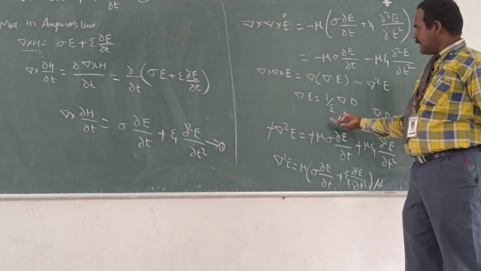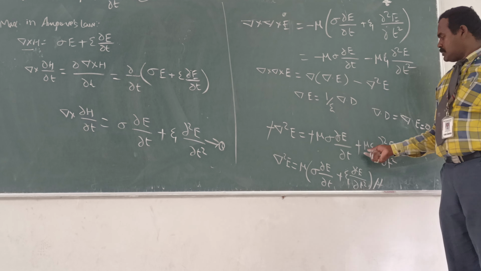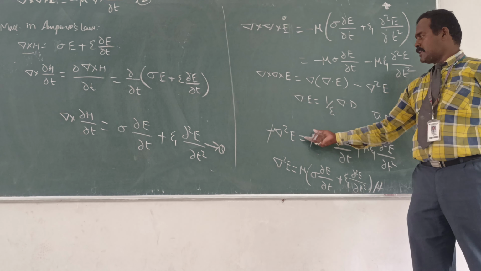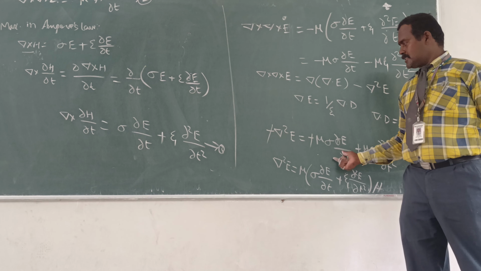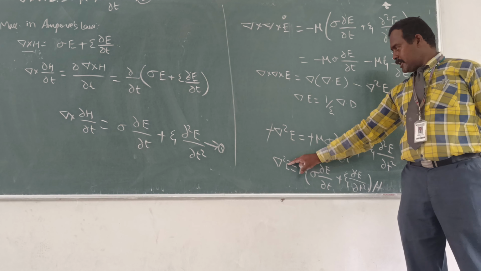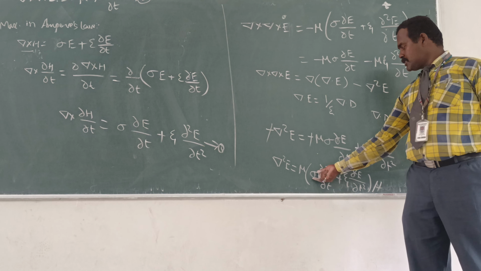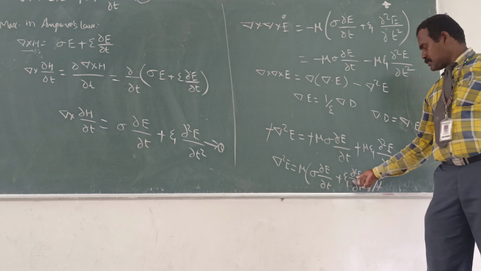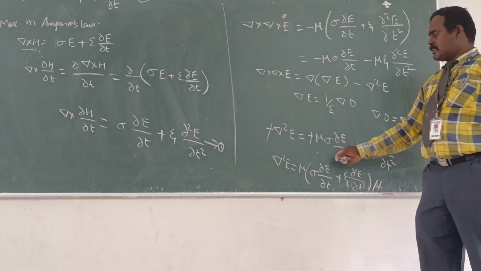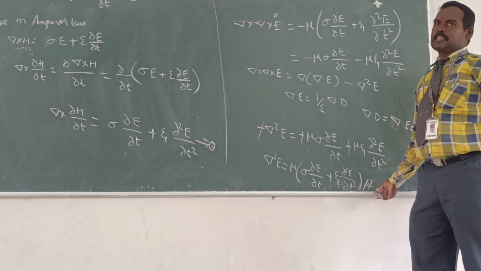On the LHS side, write what you have obtained. You can eliminate the negative sign on both the RHS and LHS. So you get del square E equals mu, which is common, times sigma into dou E by dou T plus epsilon into dou square E by dou T square. That was the actual electromagnetic wave equation in the electric field.